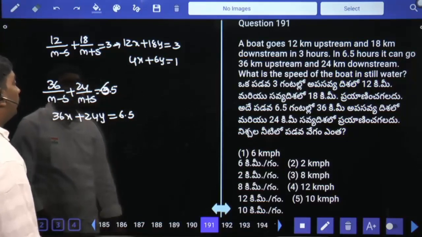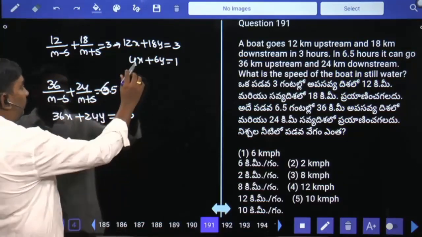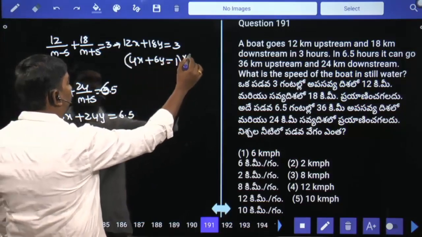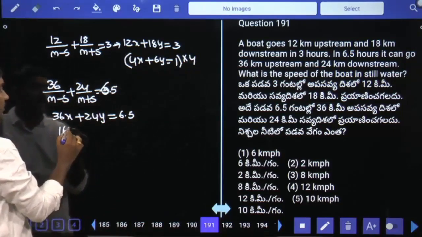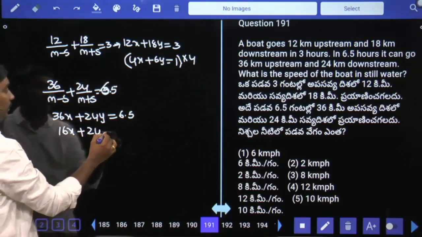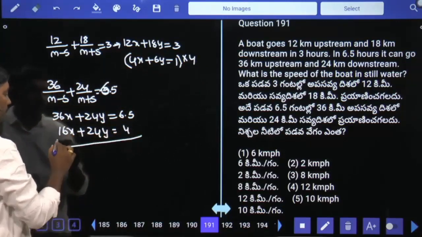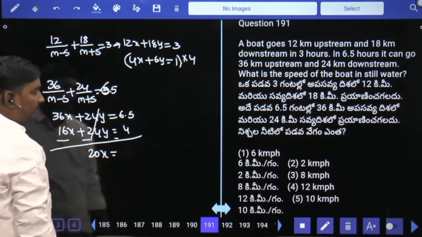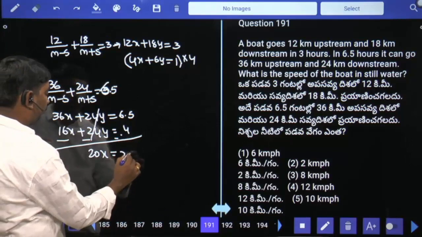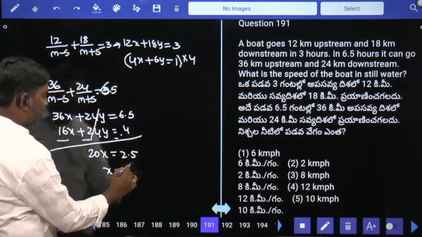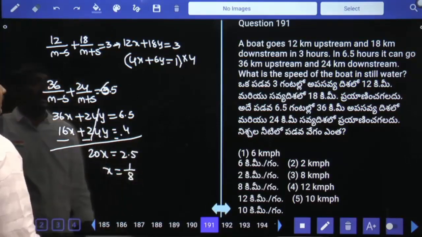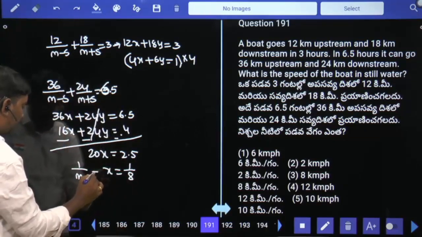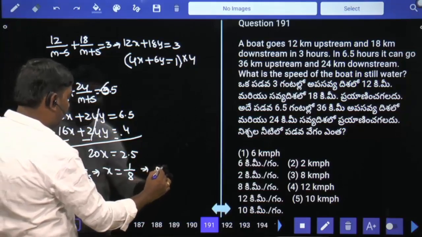Here I am having 36x, there I am having 4x. Multiply with 4: 4 4s are 16x, 4 6s are 24y is equal to 4. Subtracting, 20x is equal to 2.5. X is equal to 1 by 8. X is nothing but 1 by m minus s. So m minus s is equal to 8.